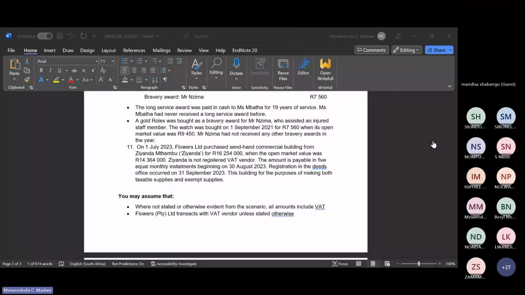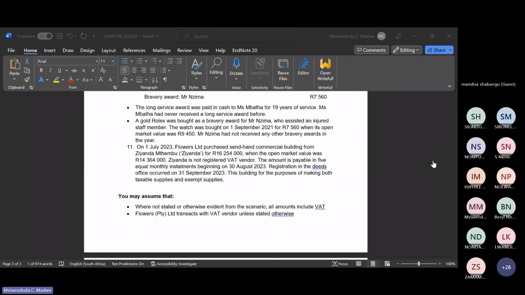by Flower Ltd since the building was purchased from a non-vendor. Since this person is a non-vendor, he's not entitled to a deduction. So a deduction is not going to be allowed, because this property is purchased from someone who is not a VAT vendor. So no VAT may be claimed here. This is one of the first things that you have to indicate.